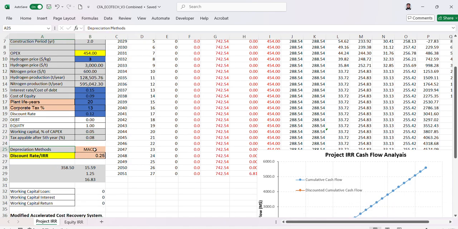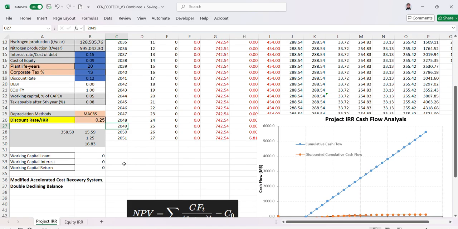Then the depreciation method. There are 4 depreciation methods I have considered. Number 1 is linear. Secondly, SOYD, which is called sum of year digits. You can find the definition on the internet or in books. And then double declining balance, DDB. And finally MACRS, which is called modified accelerated cost recovery system. So these are the 4 methods usually used for depreciation analysis.